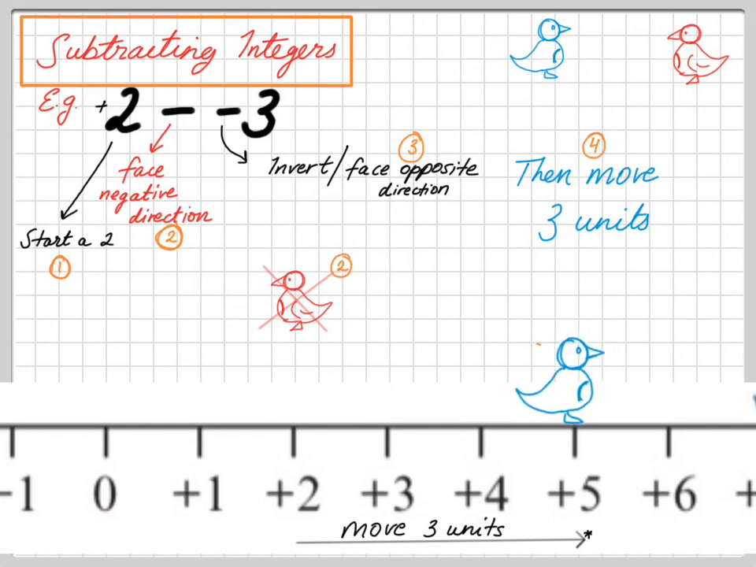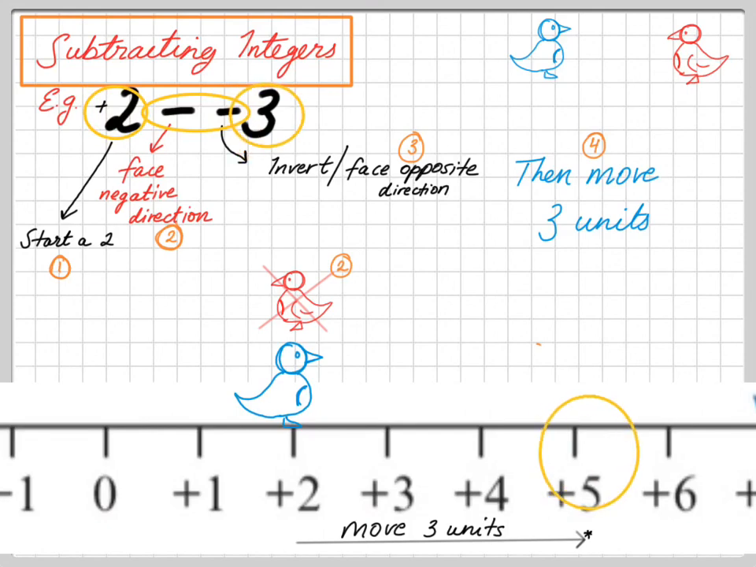So the answer is 5. As you can probably see, a negative and a negative in the middle pretty much makes a positive, because this becomes 2 plus 3, which is 5.